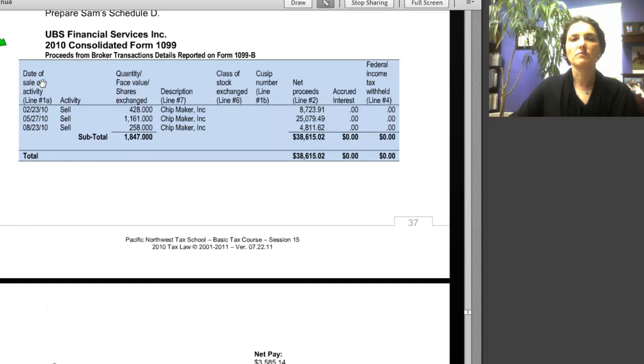And here is the UBS Financial Services Agreement. You can see that there are 3 separate sales. The quantity of shares sold was 1,847 total shares. The net proceeds from each sale, so his net proceeds total from the sale of those shares.